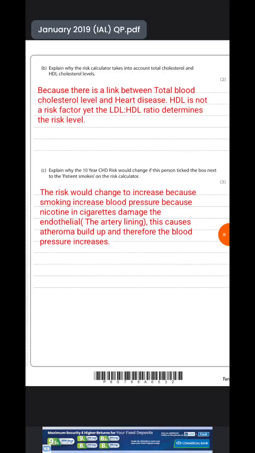Okay, part C. Explain why the 10-year CHD risk would change if this person ticked the box next to the patient smokes on the risk calculator.